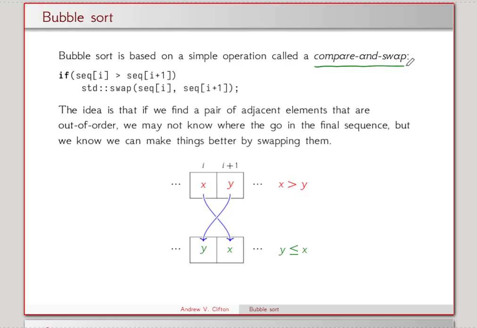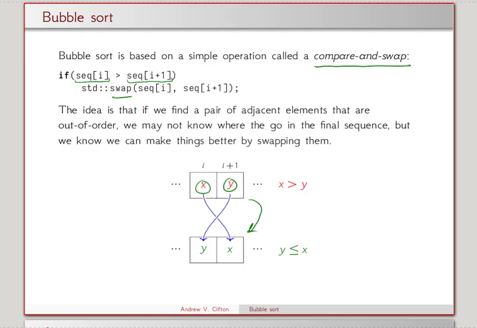We could call it a compare and swap. So the idea is we're just going to grab an adjacent pair of elements in our sequence, sequence[i] and sequence[i + 1]. And if they are out of order, if the ith element is larger than the element to its right, then we swap them. That doesn't fix the entire sequence, obviously, but it makes these two a little bit better. If we find an element x that is greater than y, we can improve the universe a little bit by swapping them around and putting y first and x later.